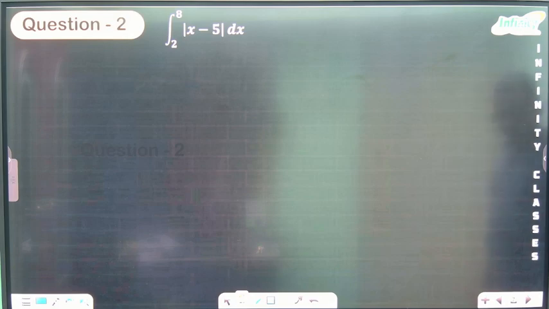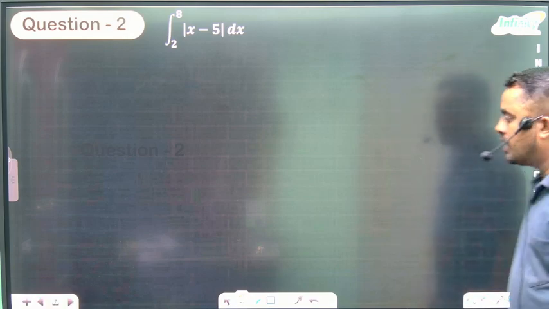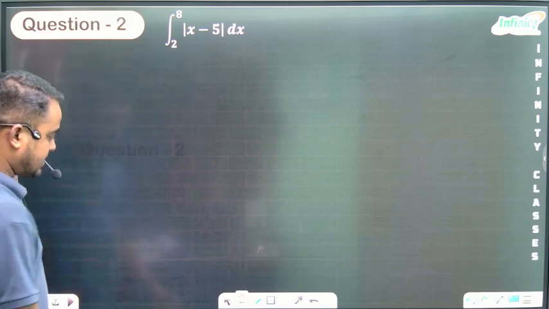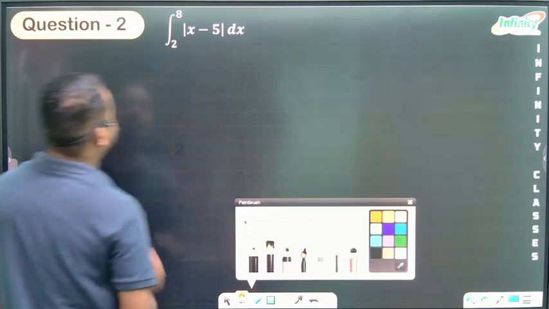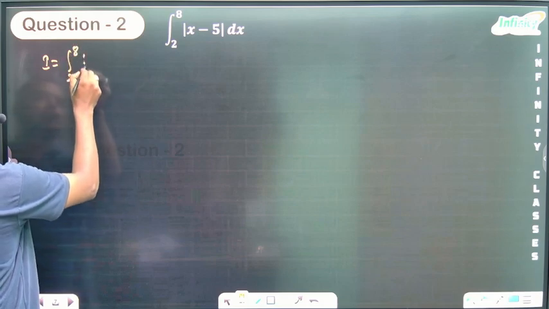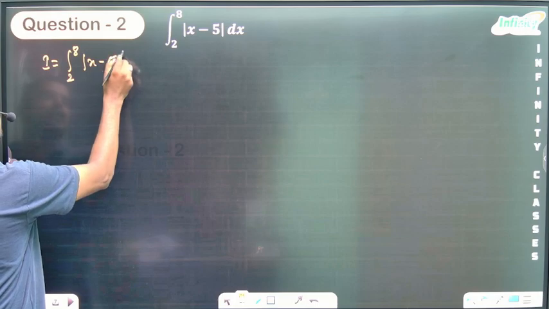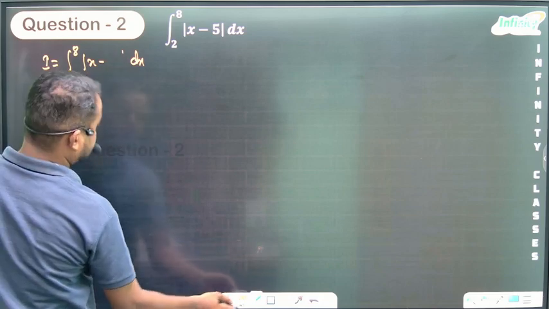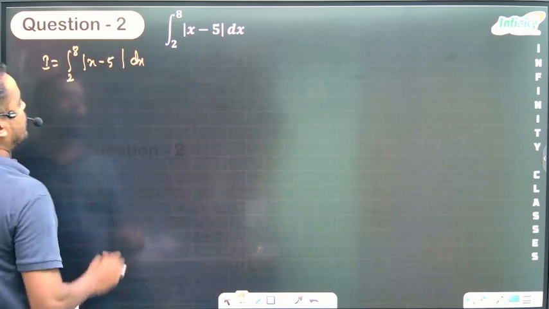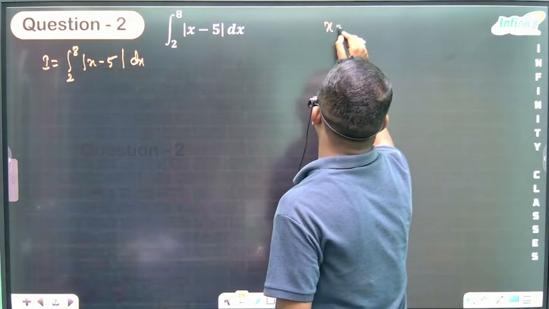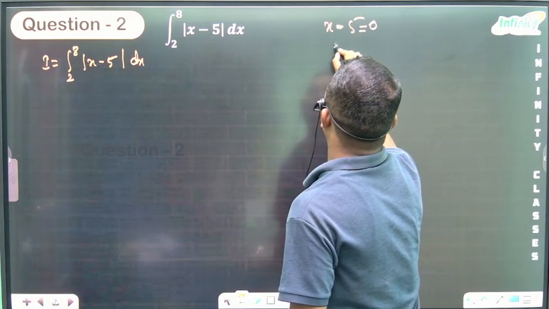Moving to the next problem, the second one. See the second problem: integration from 2 to 8 of mod of x minus 5 dx. Again we are using the same method, that is I is equal to integration from 2 to 8 of mod of x minus 5 dx. See here, x minus 5 is equal to 0, then x is equal to 5.